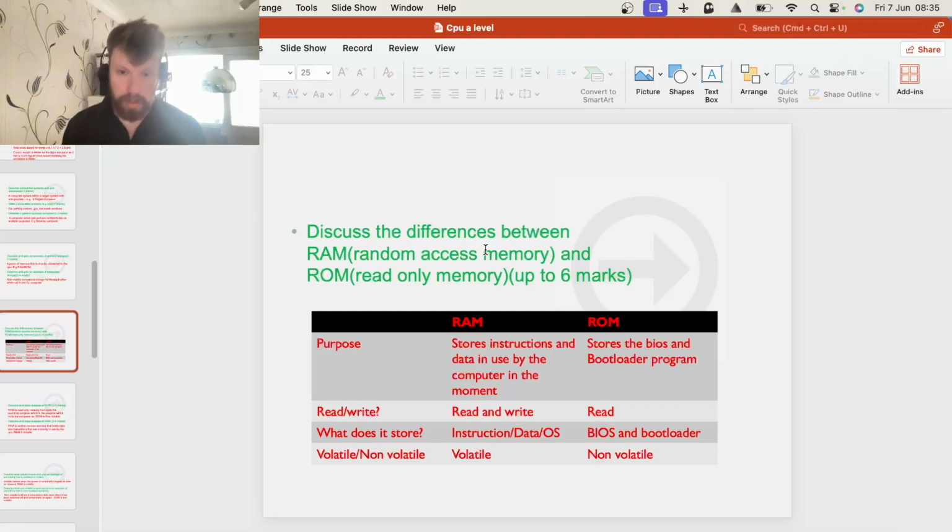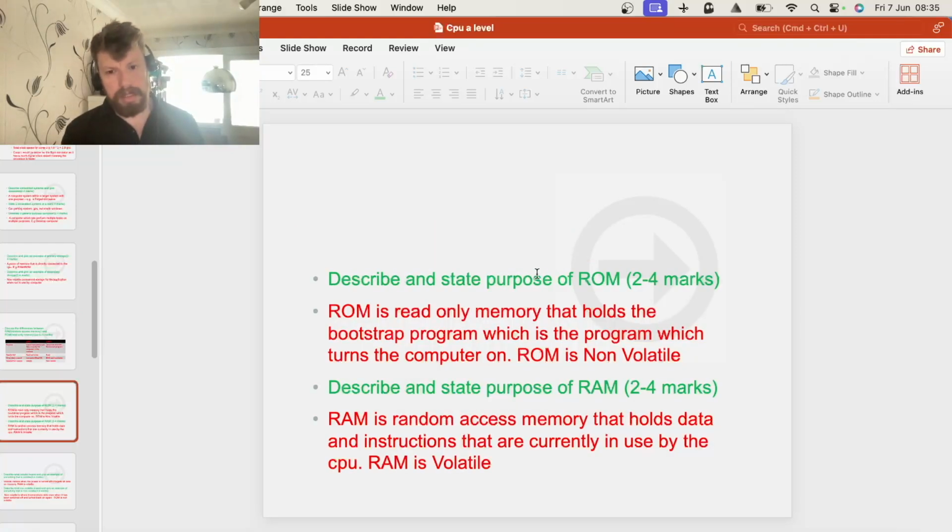What does it store? We've kind of talked about that already. The other thing, if they ask you to compare them: RAM is what's called volatile. When you turn the computer off, it doesn't remember anything on it. ROM is non-volatile, which means when you turn the computer off, you still have all of the things on there, because if it forgets the BIOS and bootloader, we could never turn the computer back on again. State the purpose of ROM, we've kind of already done that there, but I guess that's just not putting it on a table.